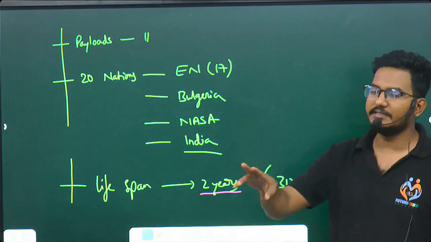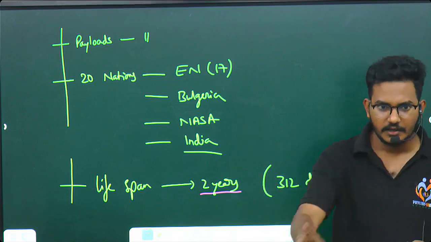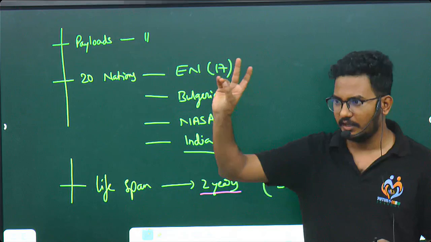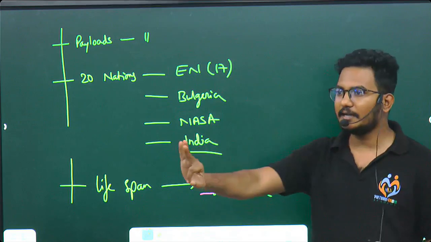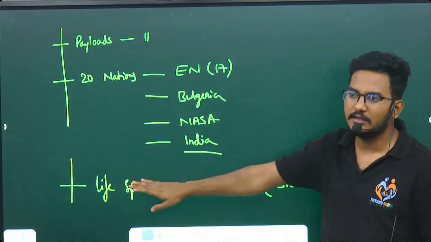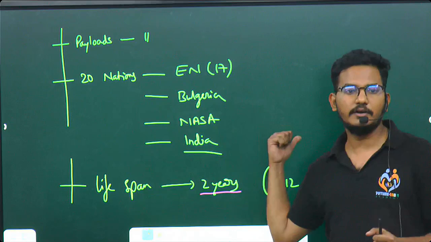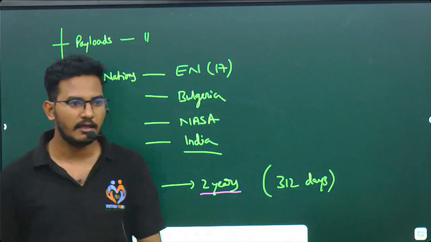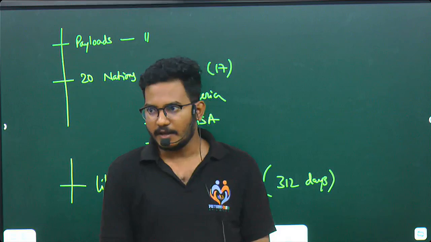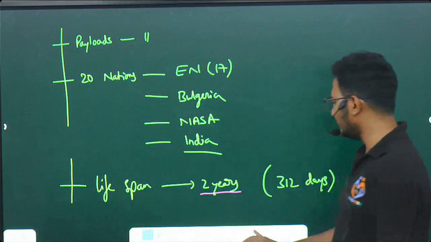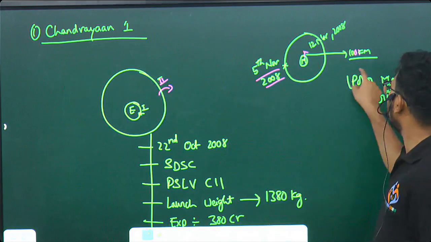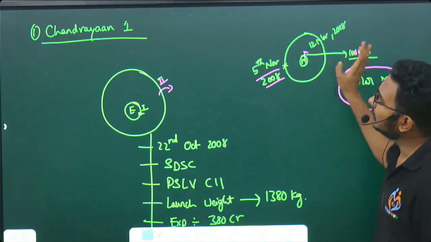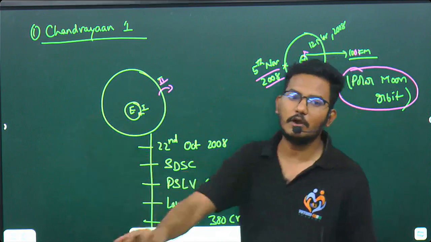Okay. And the nations that worked together are 20: European nations 17, Bulgaria, and then NASA, and then India. So total 20 countries, and the expected lifespan is 2 years. But it has worked only for 312 days. Okay. So these are the facts that will be asked in the exam. Okay. So 4 important dates. And see, this has entered into polar moon orbit. Okay. That's the reason in Chandrayaan 1 we have used only an orbiter.